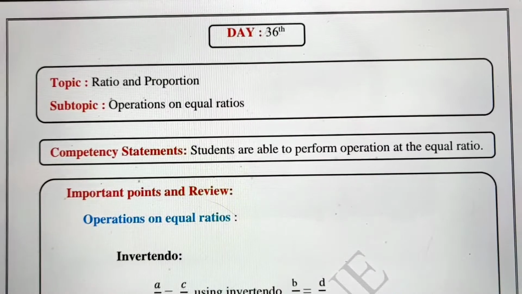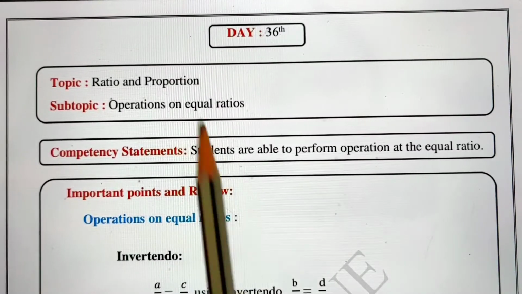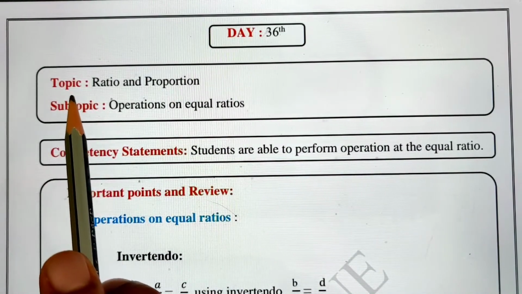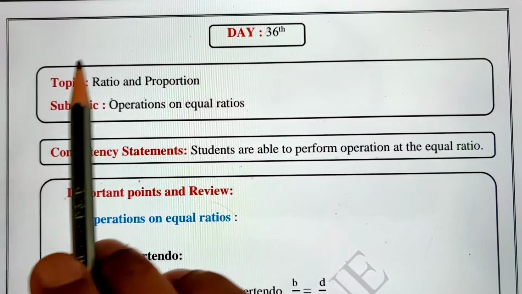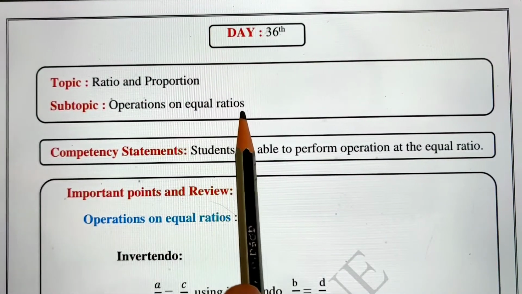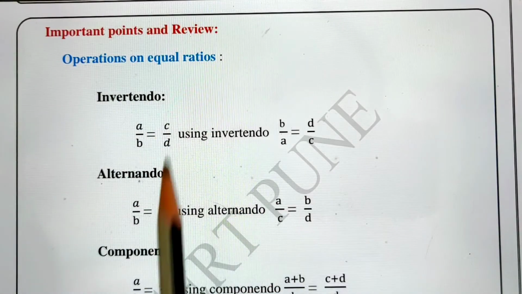Welcome students. Today we are going to study the bridge course of standard 10th mathematics, day 36. Now in this 36th day we are going to study this topic, that is ratio and proportion, and from this ratio and proportion we are going to study operations on equal ratios. So let us see one by one. So let us see operations on equal ratios.